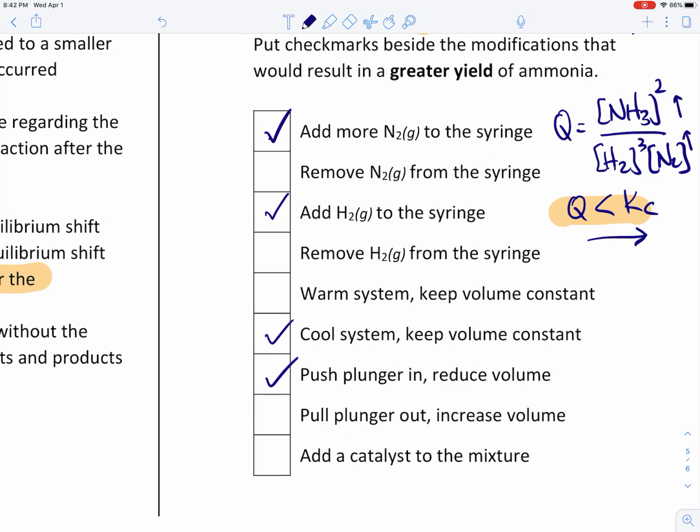And the last choice, adding a catalyst, would that increase the yield? Well, we discussed that earlier. Adding a catalyst has no effect on Q and no effect on Kc, so the catalyst has no effect on the yield. But it would make the system reach equilibrium faster, but it won't change the yield of the ammonia.